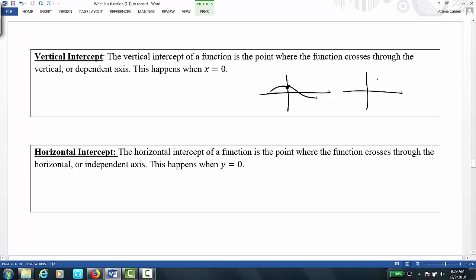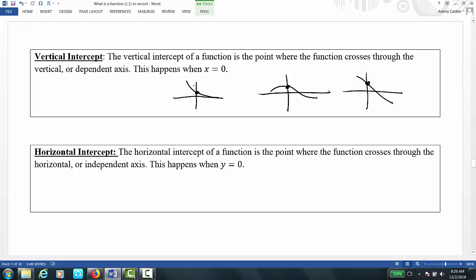Another example, maybe something that's more linear in nature. Or we could have something that's much more curved. But the spot where we cross through that vertical axis, we call the vertical intercept. It's also referred to as the y-intercept, as y is a typical dependent value, which represents our vertical axis.